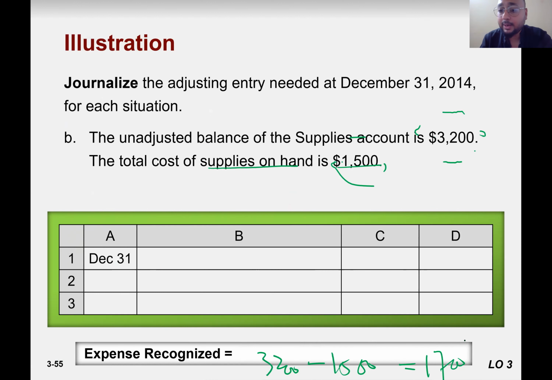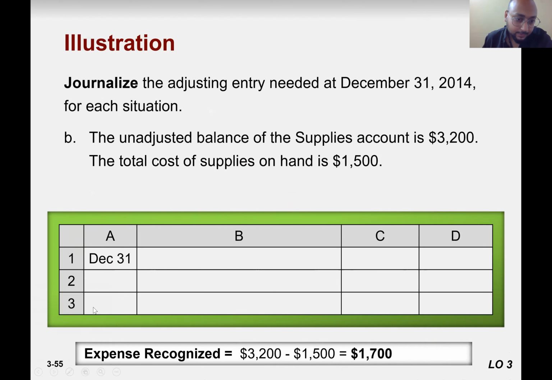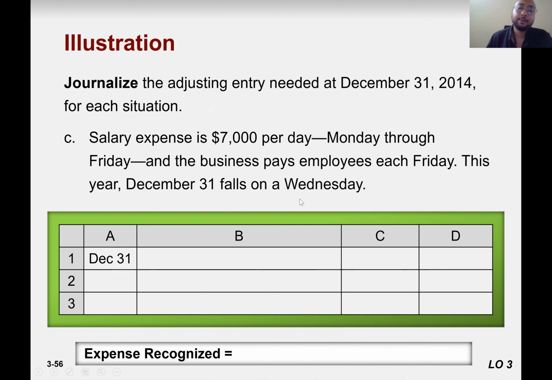So this 1,700 worth of supplies we have consumed in 2014. Consumed means this is going to be an expense. What is the entry? Supplies expense to supplies. Let me clear this mess here. Here we go. Supplies expense to supplies, right? Let's move forward.